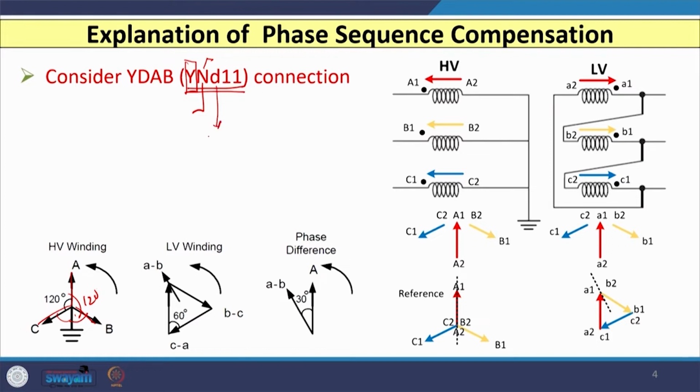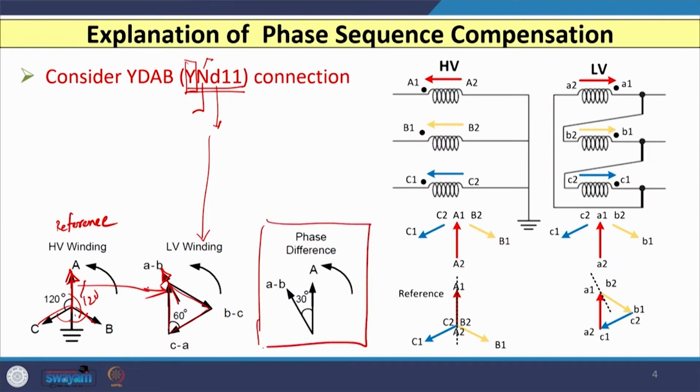So, we have the LV winding, it is connected in delta, and if you see the phasor of this, then the phasor looks like this. So, if you compare this phasor, HV winding phasor, which is normally considered as reference, with the LV winding phasor, then you can see that you will have the phasor diagram like this. And if I consider this as the reference, that means HV winding phasor as the reference, then compared to that LV winding phasor is leading by an angle 30 degree. So, let us see how this is achieved or how this is possible.